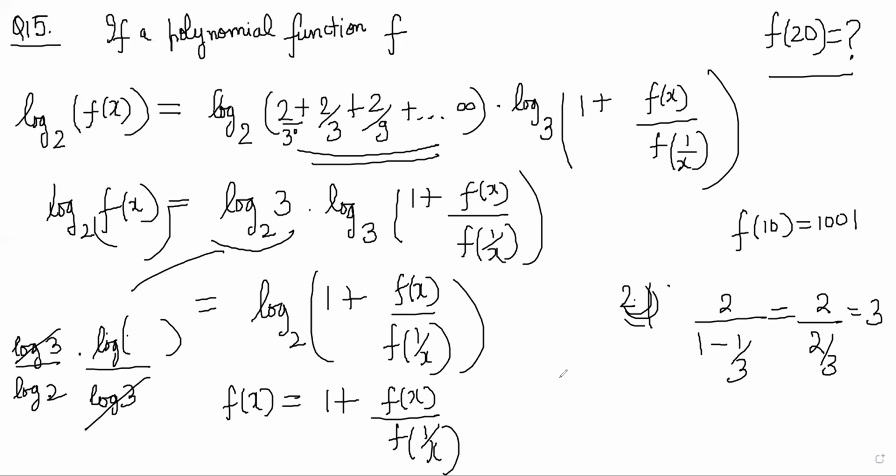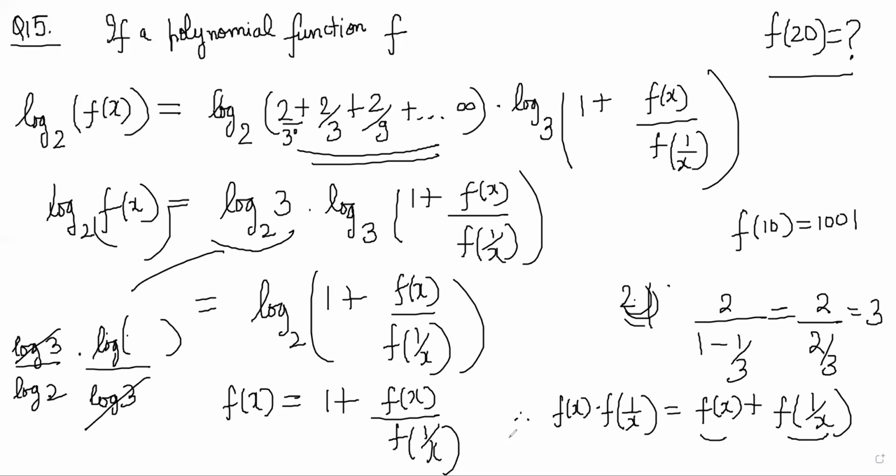Therefore, multiplying by f of 1 by x throughout, we get f(x) into f of 1 by x is equal to f(x) plus f of 1 by x. So the sum of the functions is equal to the product of the functions. This is a very common functional equation, but let's try to think about what functions will satisfy this.